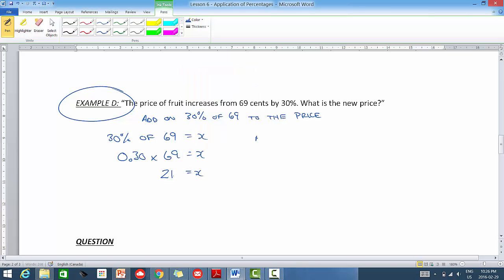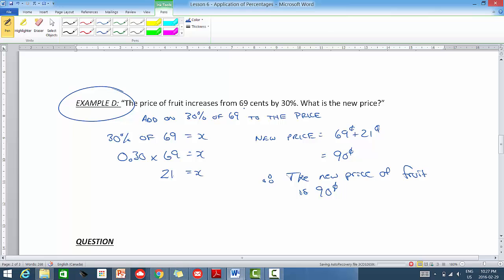So the new price equals 69 plus 21 cents. Okay, what that ends up being is 90 cents. Therefore, the new price of fruit is 90 cents. Okay, so that's that one. So that is the price of fruit increasing. We're taking a percentage of the original price and adding it on, to show that it's increasing.